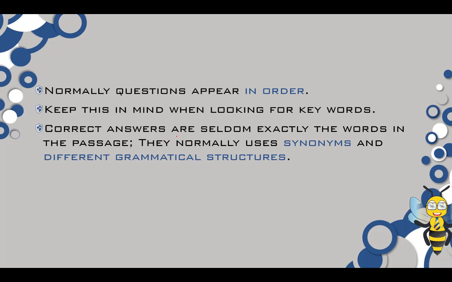Now, finally, correct answers are seldom exactly the words in the passage. As we said, they normally use synonyms and different grammatical structures. So you will not find the answer choices exactly word by word in the reading. Maybe in the lecture, the sentence is in active voice and the answer choices are in passive voice. That would be a different grammatical structure. Or they are only using different words that mean the same.